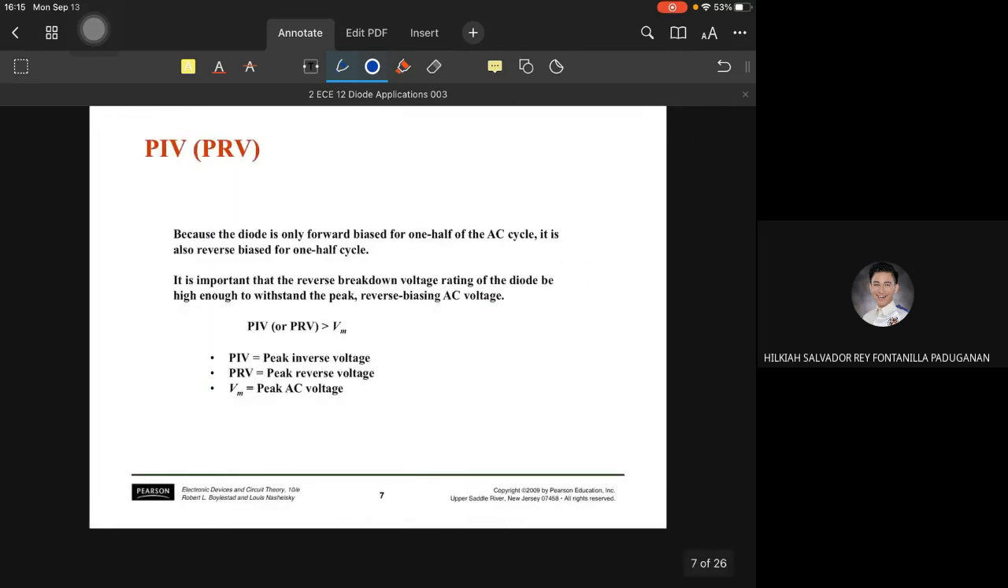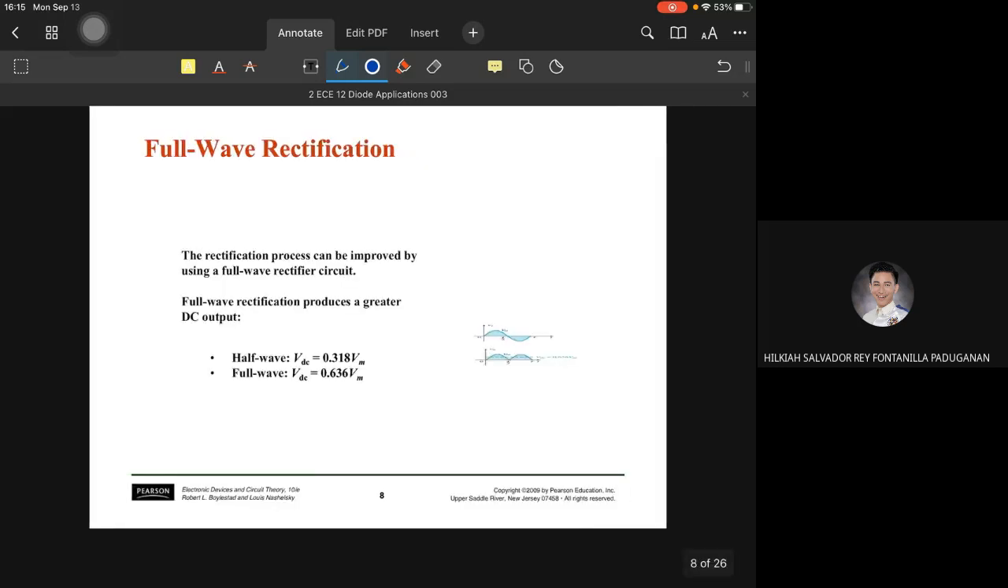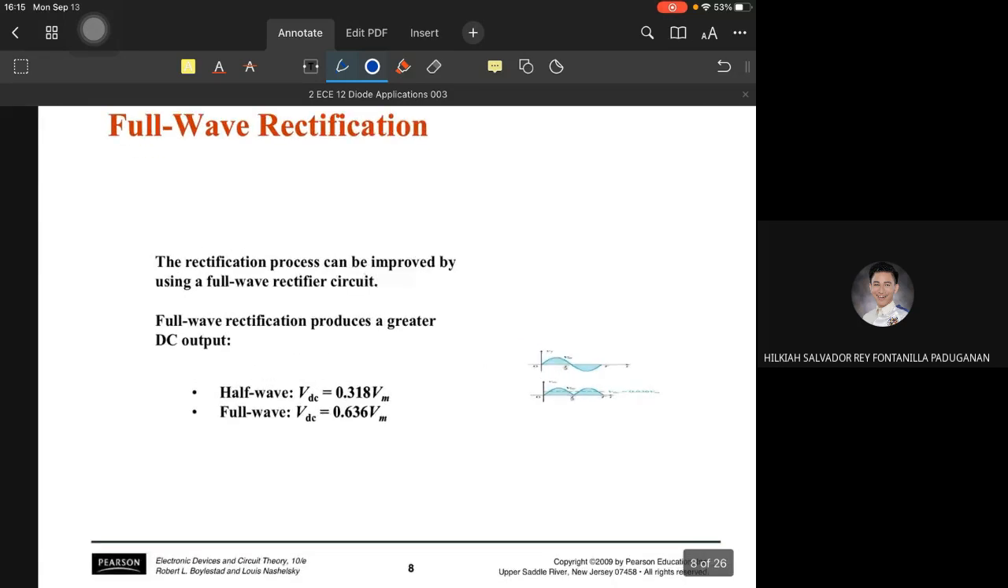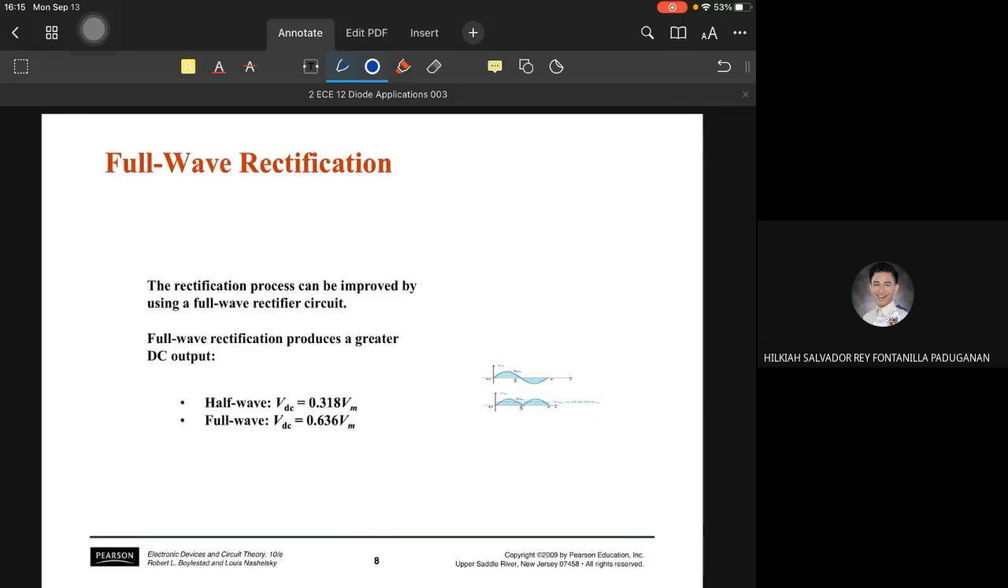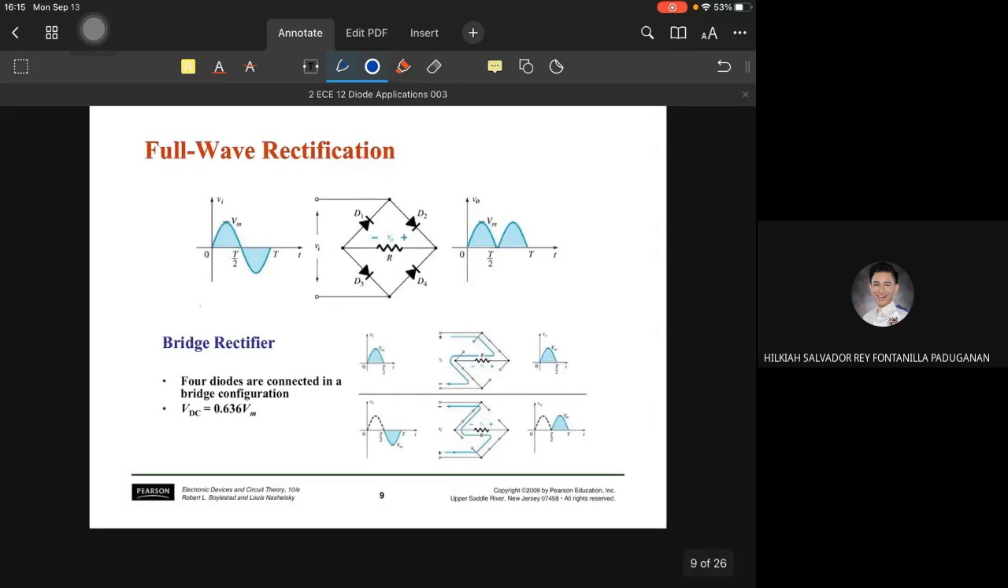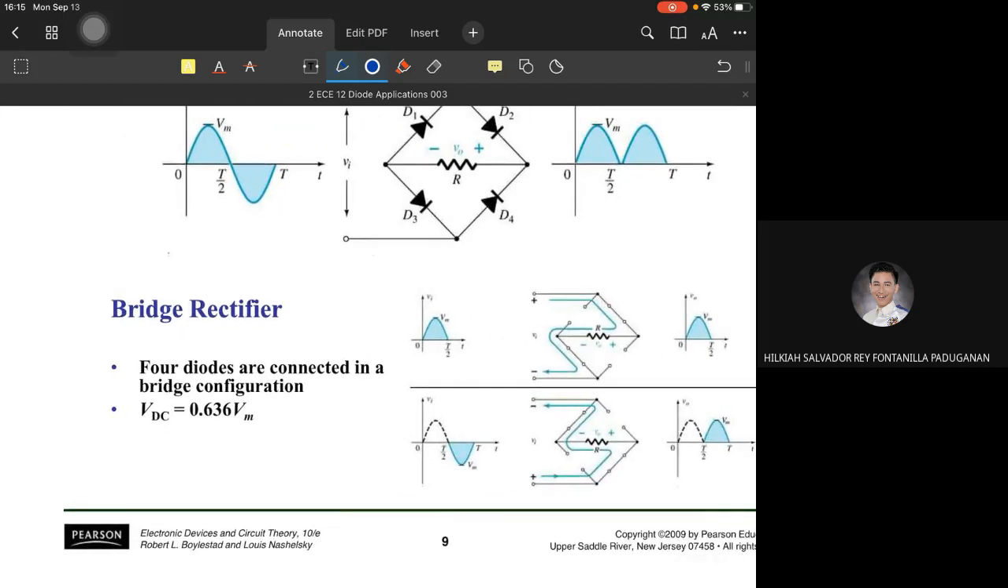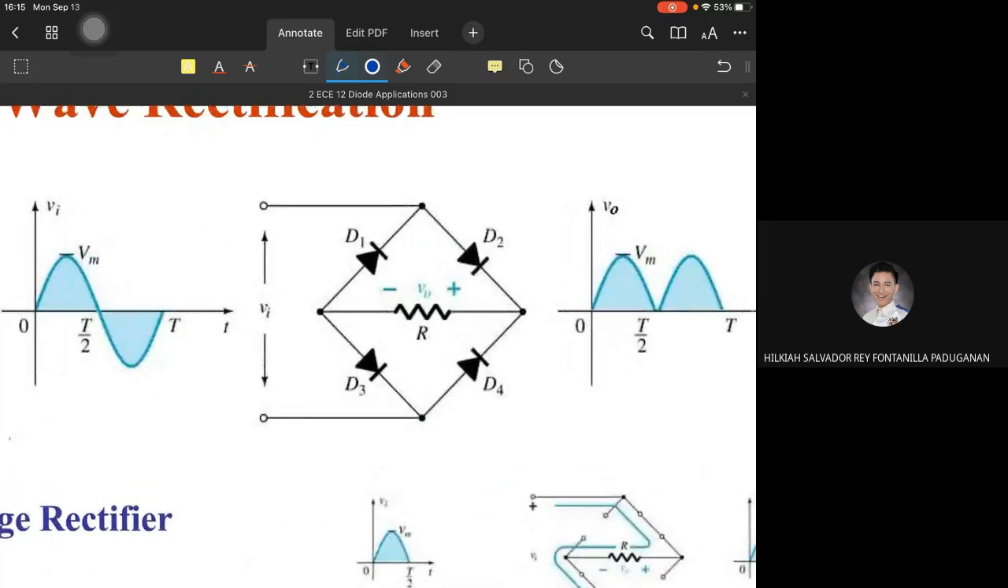So before I go further into peak inverse voltage, I will lecture on full wave rectification. So we have 2 types of rectifiers. One is the half wave rectifier. The other one is the full wave rectifier. There are 2 types of full wave rectifiers. One is the bridge rectifier that looks like this circuit right here. So here is where our AC signal is connected.